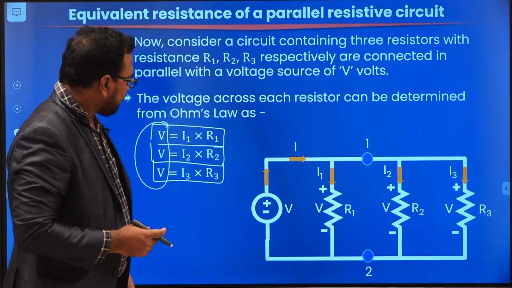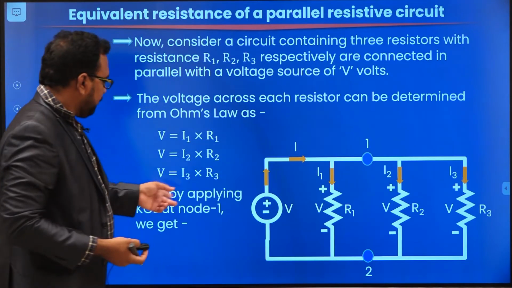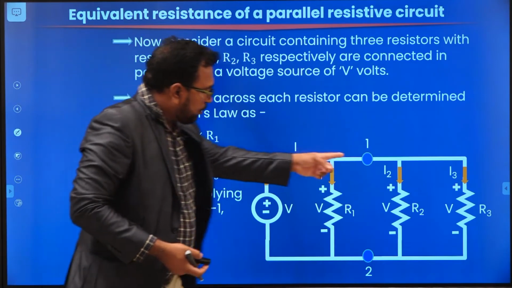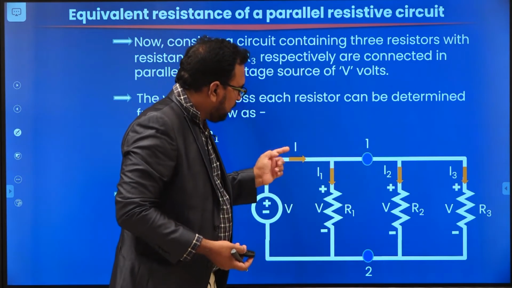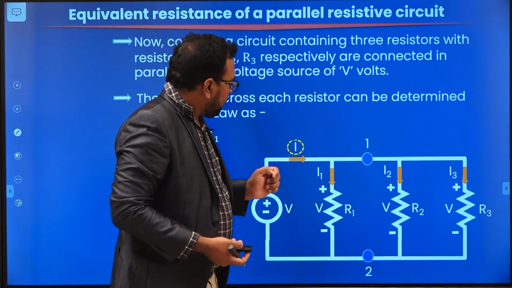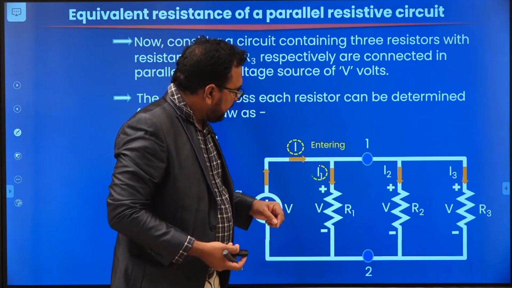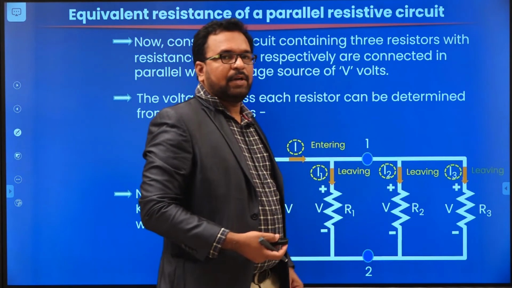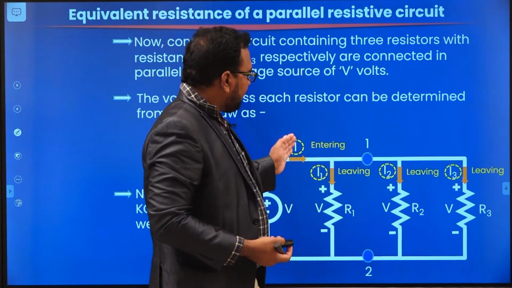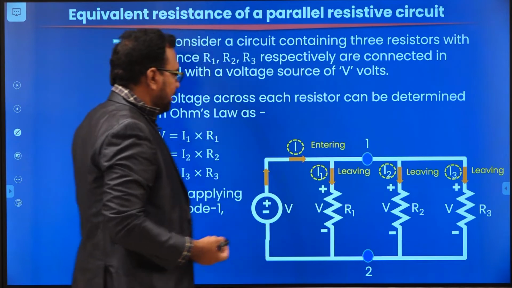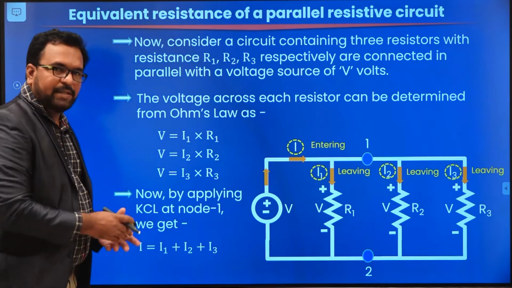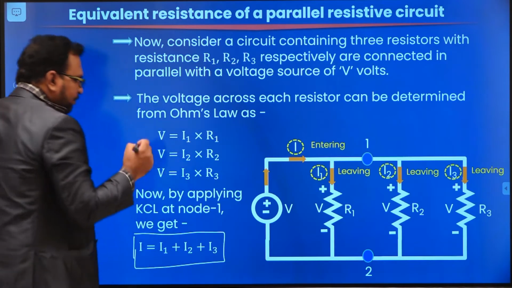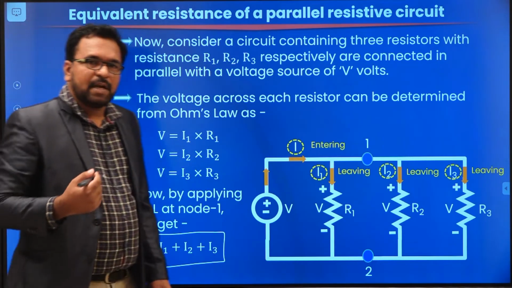Okay. Now, when you apply KCL at node 1, what are the currents entering here at node 1? The current entering is only I. What are the currents leaving? I1 is leaving, I2 is leaving, and I3 is also leaving. So the sum of entering currents is equal to the sum of leaving currents. So I is equal to I1 plus I2 plus I3. If you apply KCL, you are going to get I is equal to I1 plus I2 plus I3.